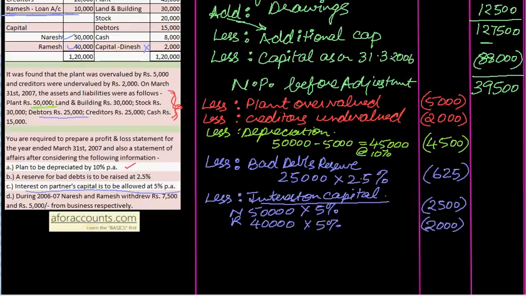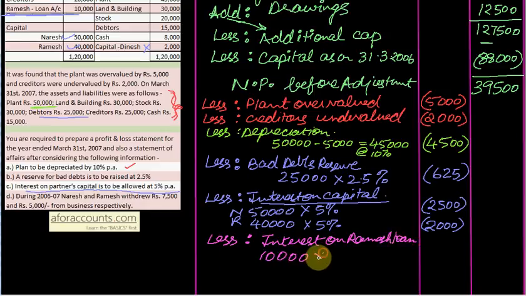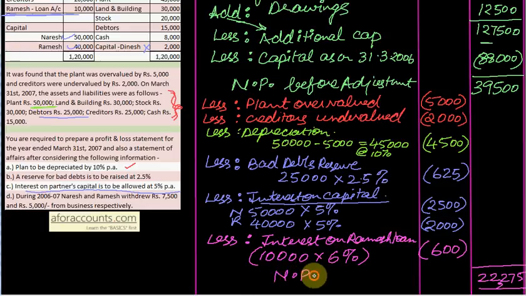So again, less interest on Ramesh loan. How much? The loan is 10,000 and the act provides 6% per annum से देना ही है पार्टनर को लोन. So even if nothing is said, you have to pay interest at the rate 6%. 10,000 का 6% comes to 600. So net profit 600 से और कम हो गया. So calculate 39,500 minus all the above items. You get 22,275, that is 22,275 is your net profit during the year.